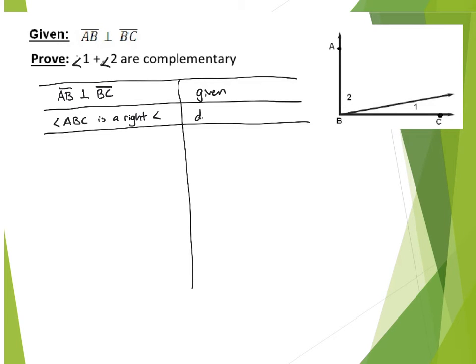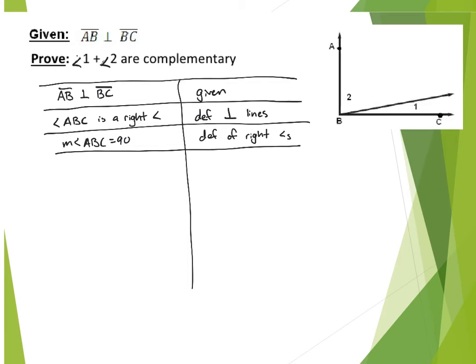And I know this because of the definition of perpendicular lines. Okay. Then, because this is a right angle, I now know that the measure of angle ABC is equal to 90 because of the definition of right angles. So I had to go through 2 rounds of definitions in order to get to an equation.